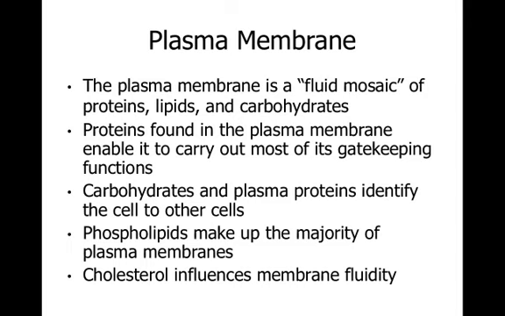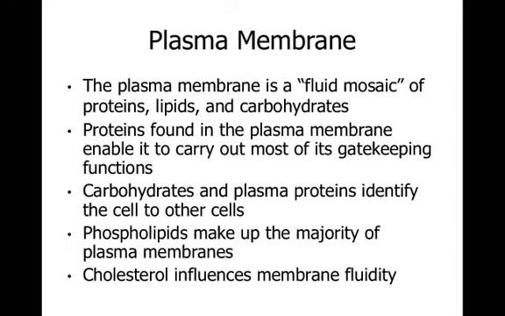So then we have the four different things that we've kind of talked about already. So one, we see proteins in the plasma membrane, and that's what enables it to carry out its gatekeeping function, so allowing things out of the cell or allowing things into the cell that are necessary for its functioning. And so these proteins are extremely important. Again, we have to have proteins in order for all of our cells to function, to allow things in and out.